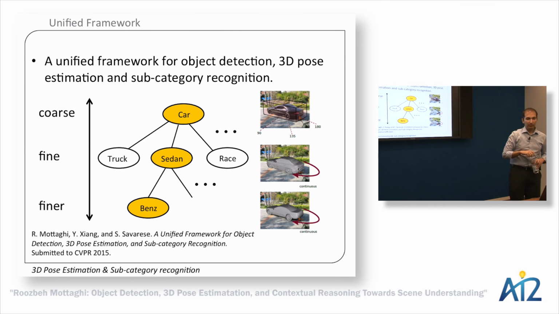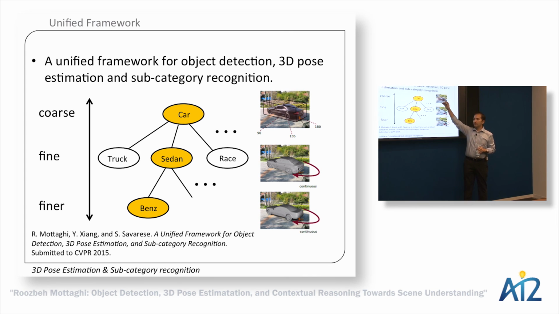Okay, so here is the model that we have. We have a coarse-to-fine model. The top level is a basic-level category like car, boat, airplane, and so on and so forth. The second level is truck, sedan, race car, different types of cars. And as we go down the hierarchy, we add more detailed information about the object. For example, the lowest level is like Benz, Toyota, Ford, and these different types of sedans.